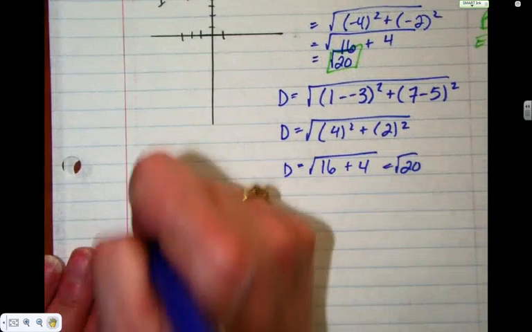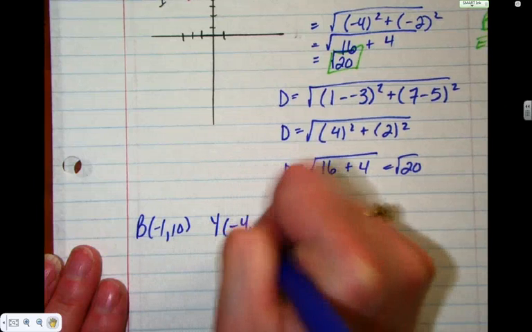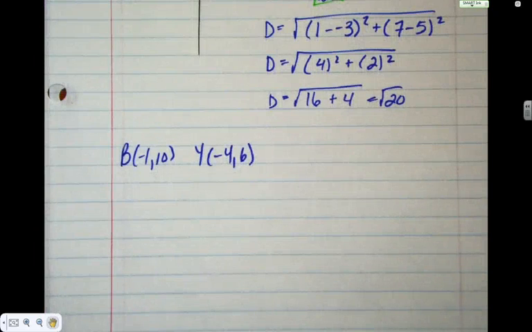Let's do the second one. B at (-1, 10), and y at (-4, 6). Why is it b and y? Just because it is. Don't get too caught up in what they're labeling the points. What is this question asking for? What are we trying to find? The distance, the length, whatever you want to call it.